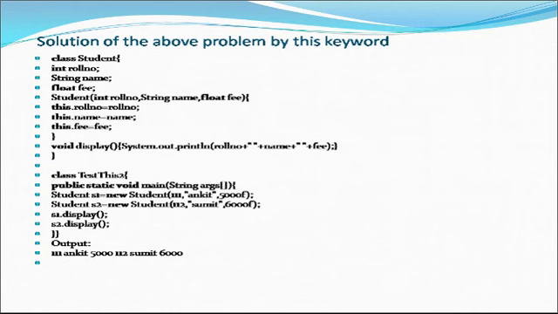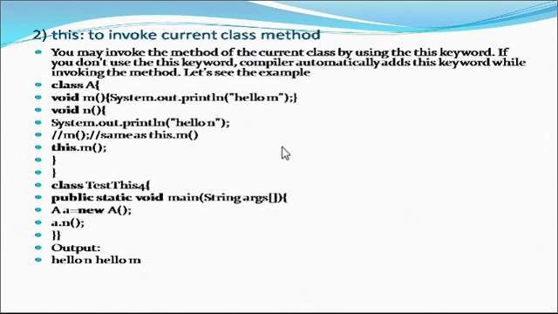Okay, the second use of the this keyword is to refer to the current class method. You may invoke the method of the current class by using the this keyword. If you do not use the this keyword, the compiler automatically adds it while invoking the method. Let's take an example of using this to invoke the current class method.